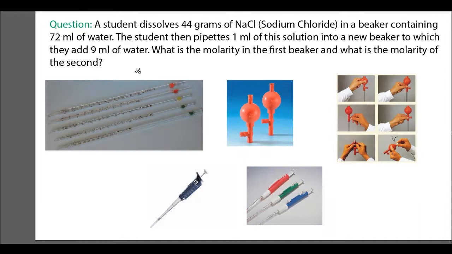Now what I want to do is show you some of the equipment that you might use when you're performing a dilution in the lab. If you're taking an amount of liquid from one beaker and transferring it to another, you're probably going to use, or you will be using, a glass pipette. Here are some glass pipettes here.